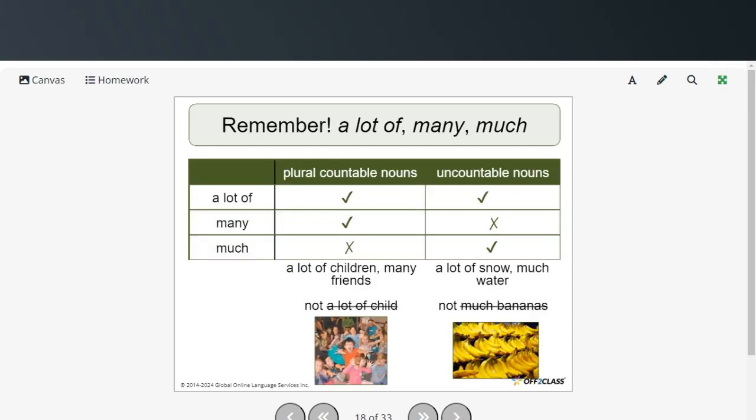Right, so we use a lot of. We can use those with plural countable nouns or uncountable nouns. Many we only use with plural countable nouns, and much we use with uncountable nouns. So we can say a lot of children or many friends, a lot of snow, much water. So you can't say a lot of child or much bananas.